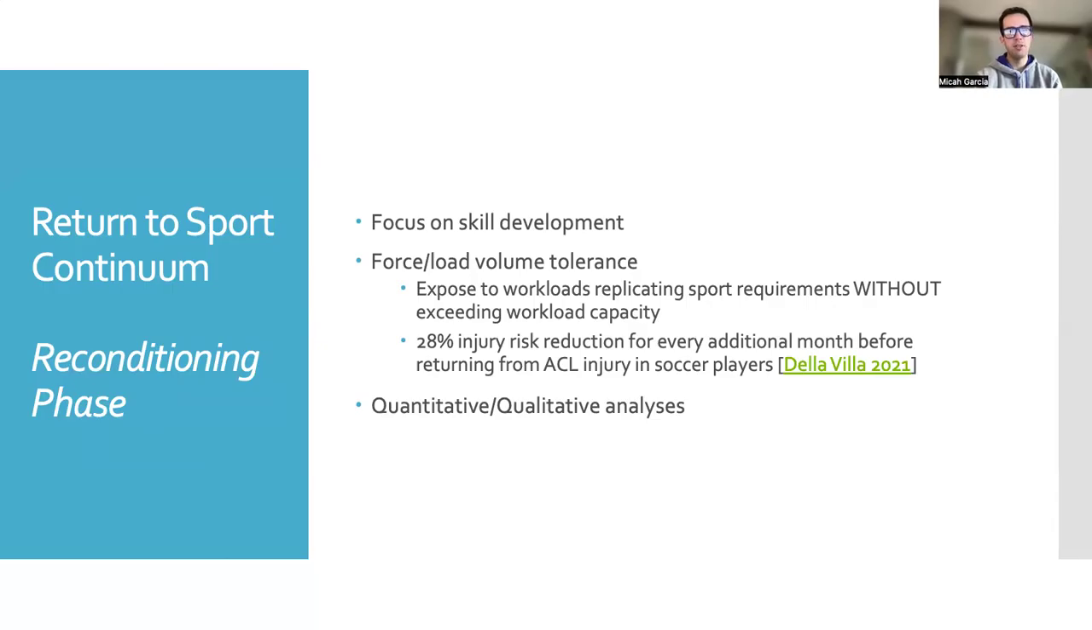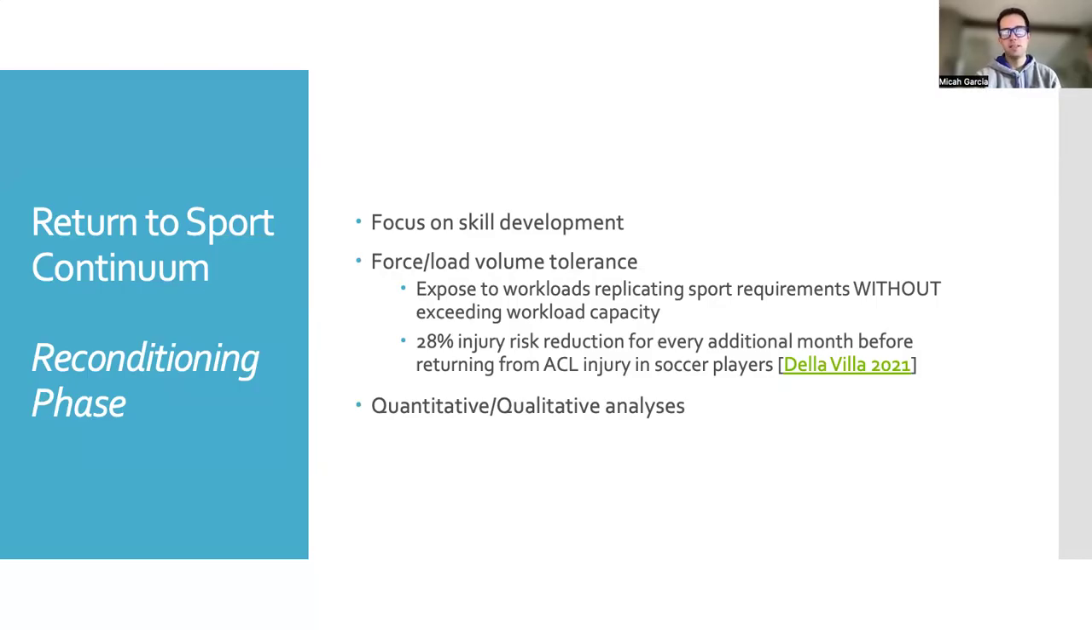What's really interesting is that there is over a 25% injury risk reduction for every additional month before returning from ACL injury for soccer players. So I know a lot of times someone tears their ACL, like, oh, I'm going to be back in 6 months. Okay, some elite athlete was back in 6 months. Well, there are some people that say you should wait up to 2 years before returning from an ACL injury. Now, athletes don't want to do that, but there is evidence that shows that the 2-year mark does reduce the risk the most for that re-tear.